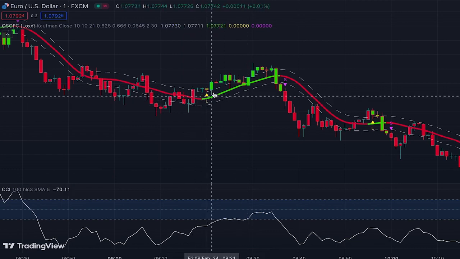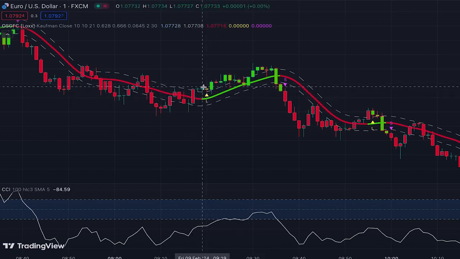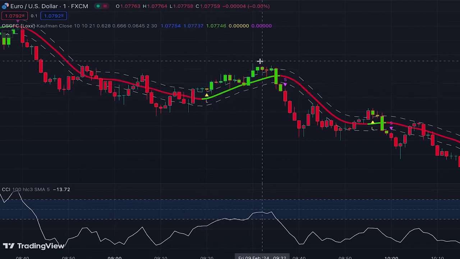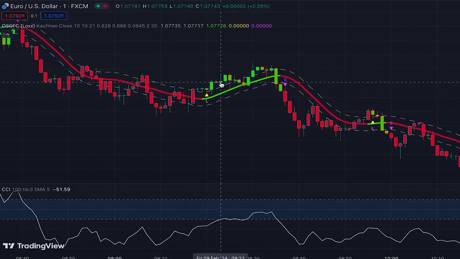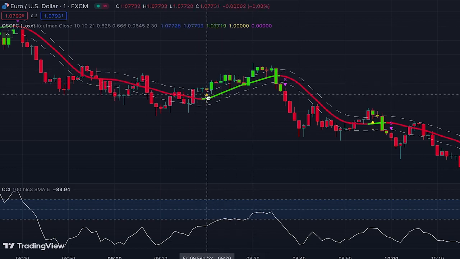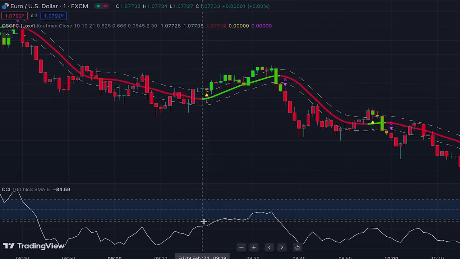For example, here, this long position signal which happened during this pullback within this downtrend, it's a false signal. It's not a profitable signal. The movement of the price was not enough to make our position profitable. And as you can see, it's rejected because CCI is below -50.